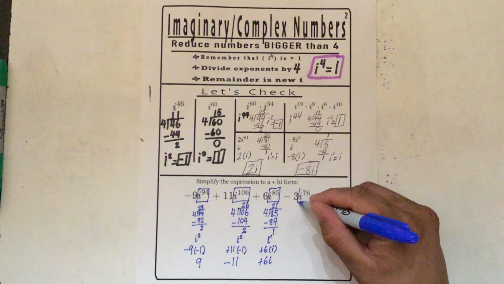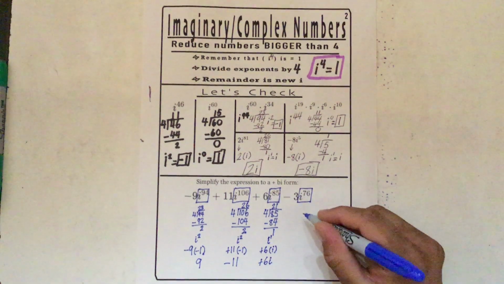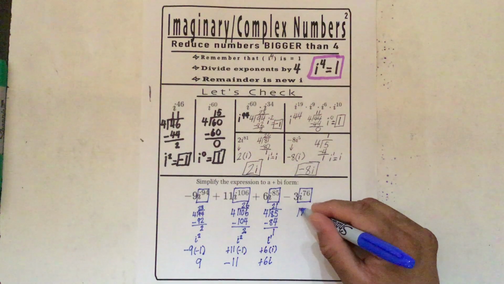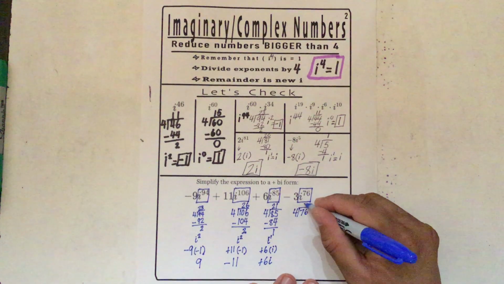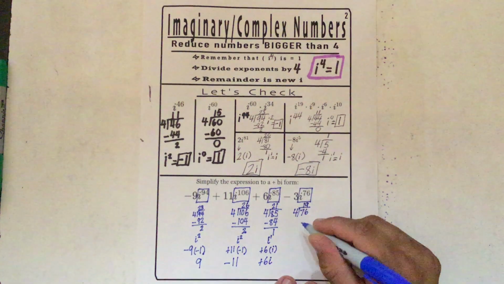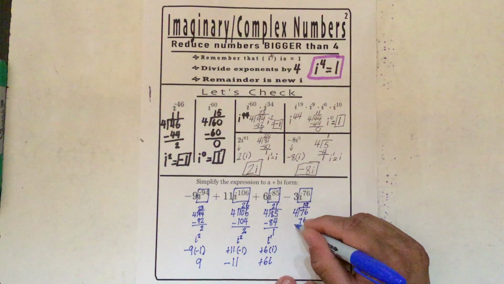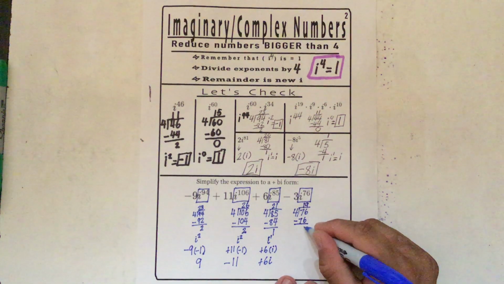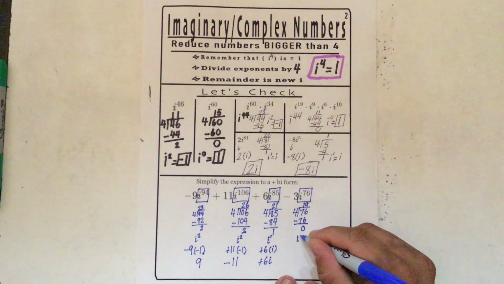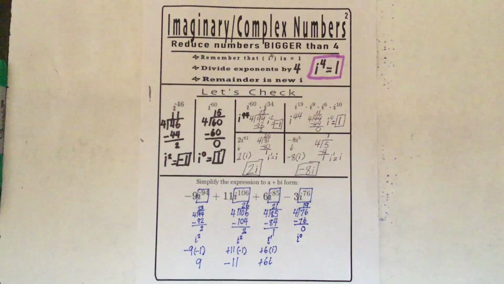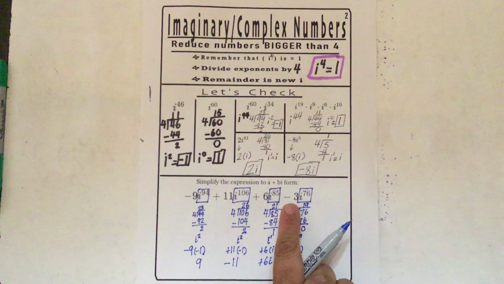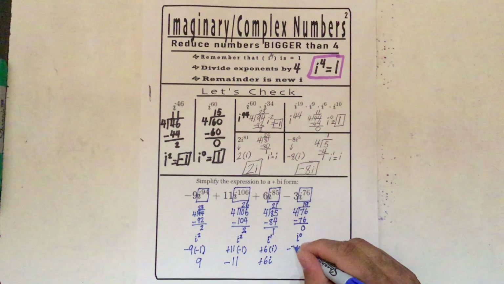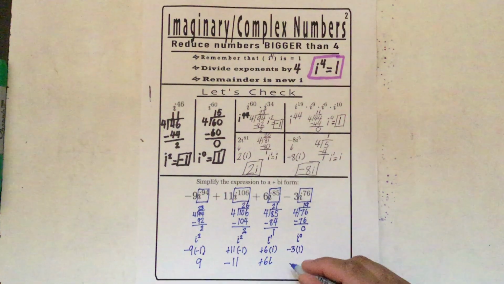So let's see what we get from the fourth term. So I'm going to take 76 and I'm going to divide it by 4. So I know 4 goes into 76 19 times. So 4 times 19 is 76. 76 minus 76 is 0. So I get i to the 0 power. And remember that anything to the 0 power is just 1. But you see this guy that I left up here, the negative 3, he comes down right next to the 1. Negative 3 times 1 is negative 3.